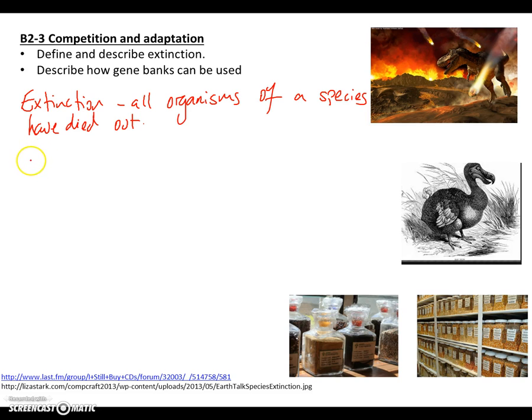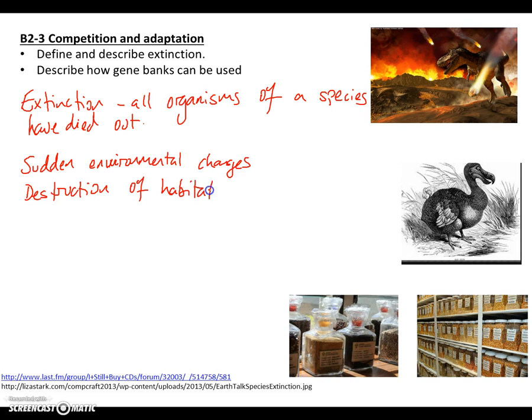For example, sudden changes to the environment. An extreme example of that would be destruction of habitat, as we're seeing, for example, in the rainforests, with them being chopped down for the trees, and the habitat of many creatures is being destroyed. Other causes are new diseases evolving or being brought in from outside, new competition, or predators, for example.